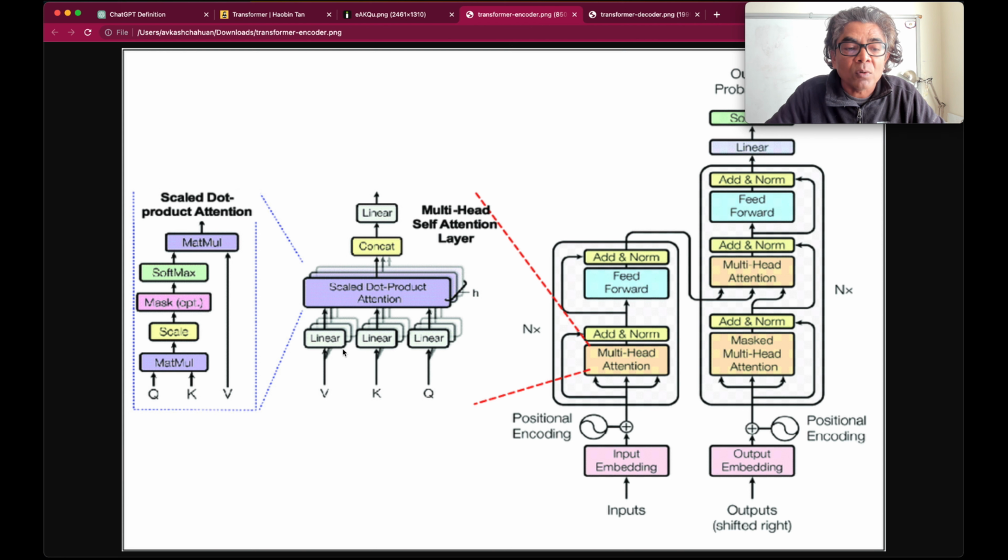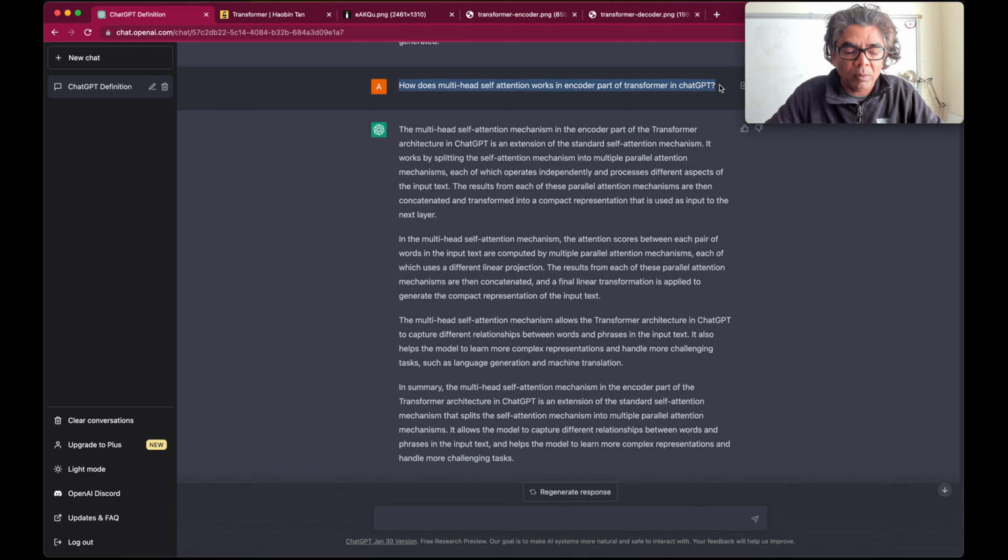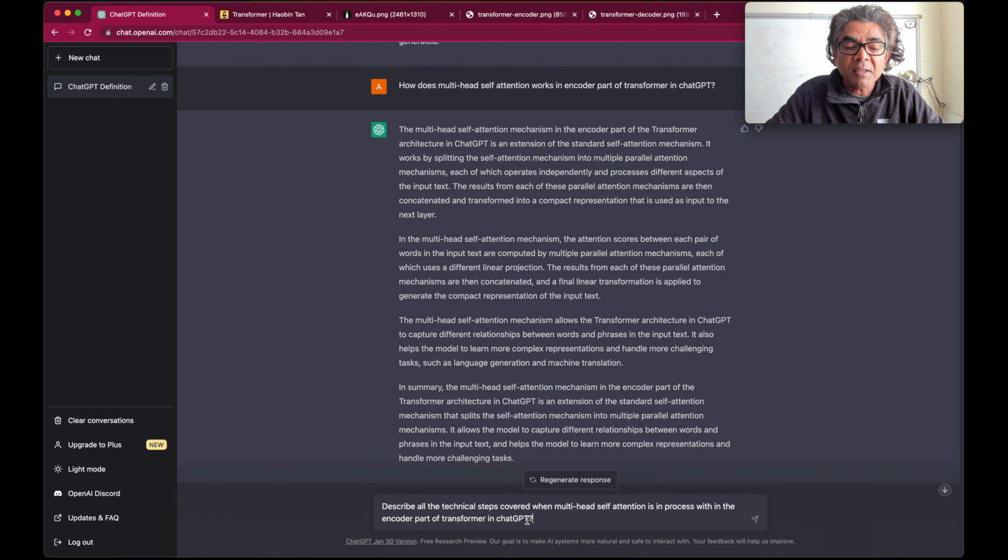The values, keys and queries for multiple heads are computed in a parallelized way for the input sentence, concatenated, and finally the linear transformation is applied to generate the final attention score, the attention matrix, for all the words available in the input sentence. But we are not satisfied with this answer, so we want to know all the technical steps covered. So we could say: describe all the technical steps covered when multi-head self-attention is in process within the encoder part of the transformer in ChatGPT.